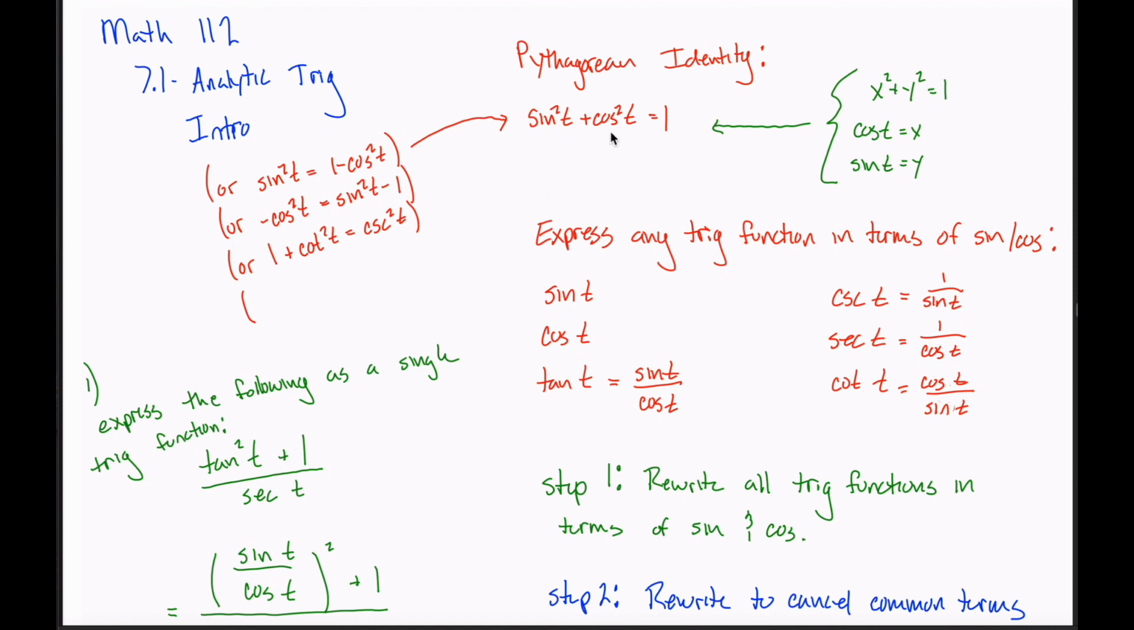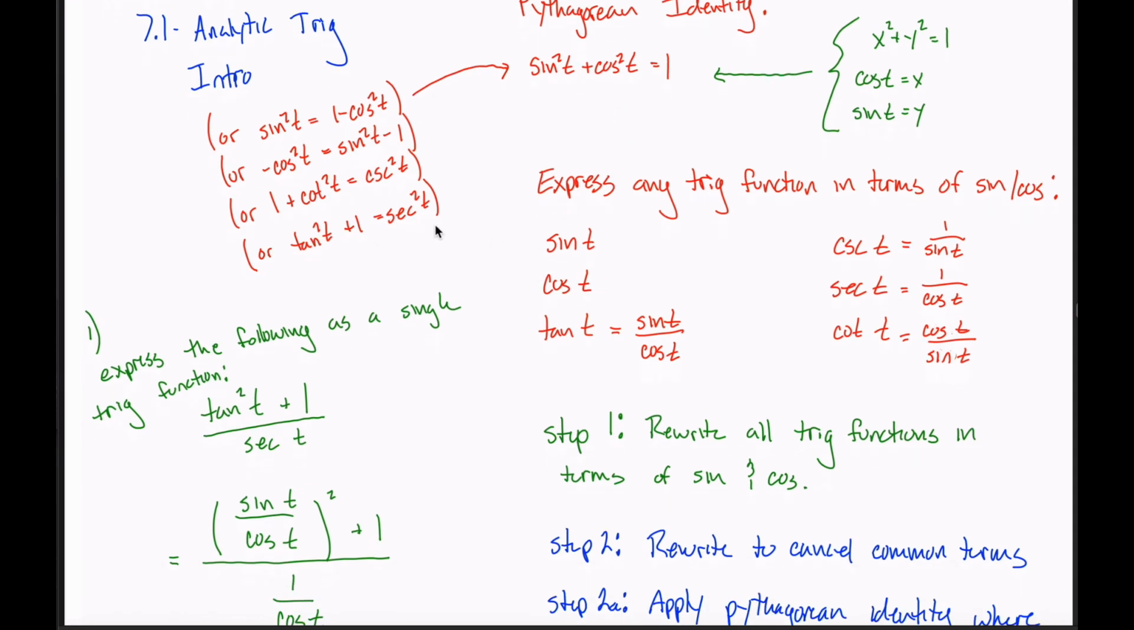Or if instead of dividing everything by sine squared, I divided everything by cosine squared, I'd have sine squared over cosine squared. And because sine over cosine is tangent, this would become tangent squared. Cosine squared over cosine squared would just be 1. And 1 over cosine squared, well, 1 over cosine is secant, so 1 over cosine squared would be secant squared. We get yet another equivalent expression to our Pythagorean identity.